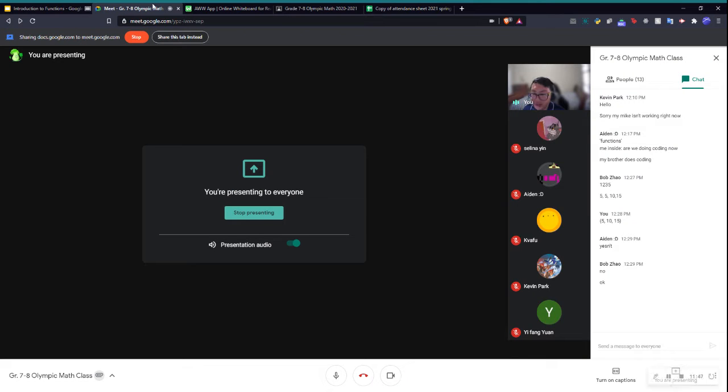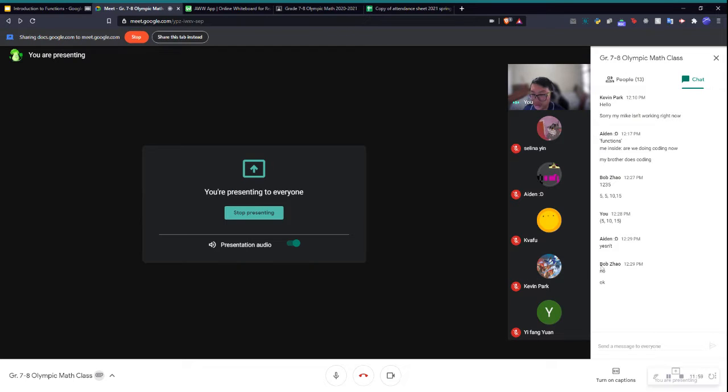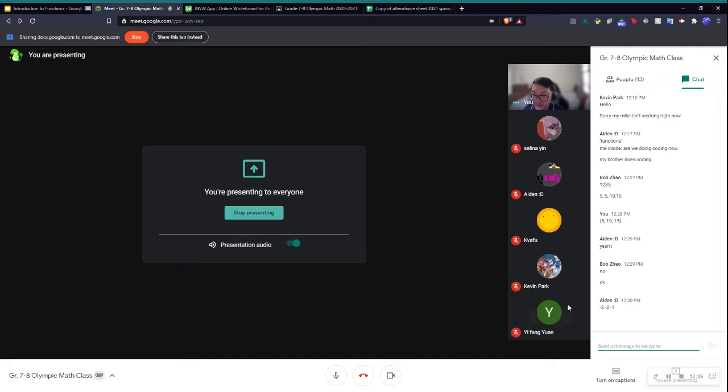What's the domain and range for question 2? Just type in the chat. And remember, no repeating values. And also make sure to put it in increasing order, which I think they are. Yeah, they're in increasing order already. So yeah, -3, -2, -1. That's your domain.